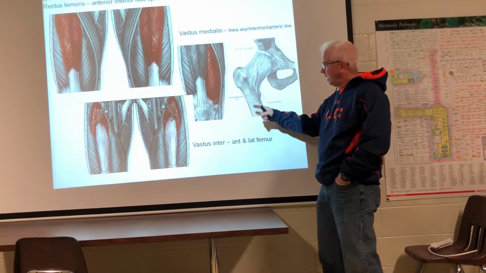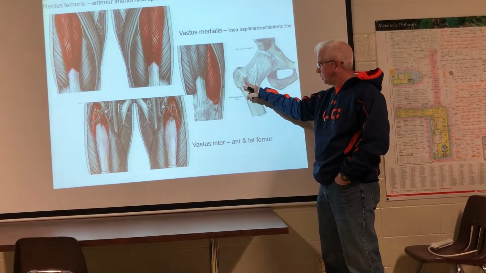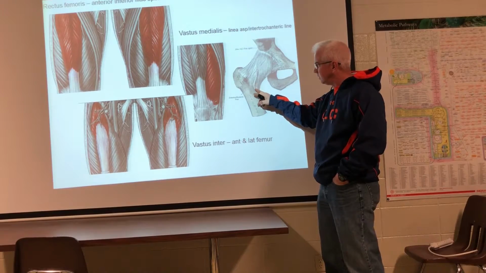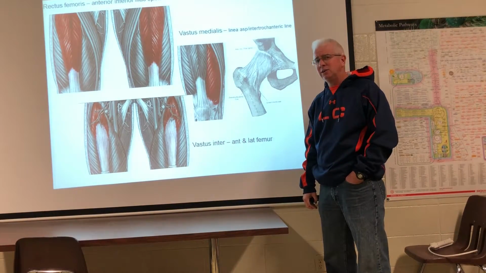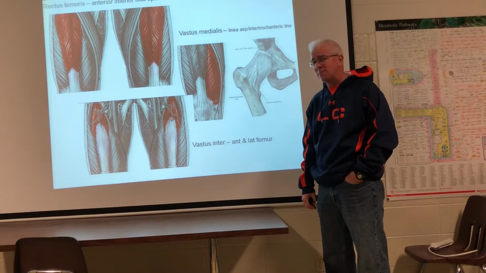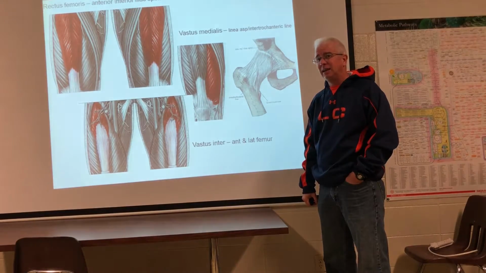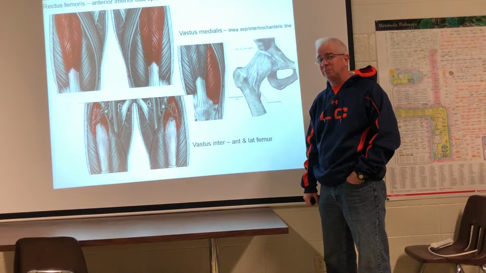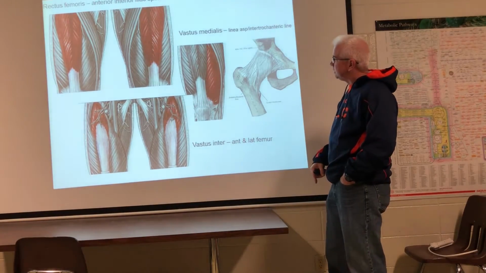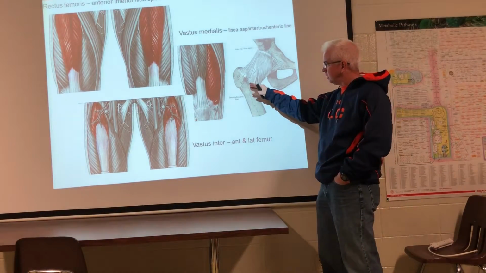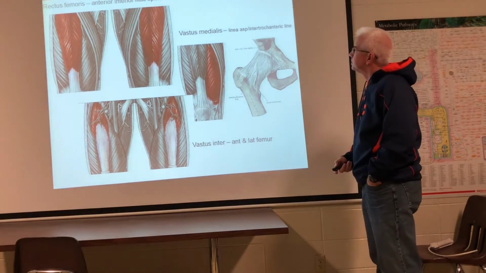So I pulled a picture out of Gray's Atlas, because your book doesn't have one here, to show you where this is. This is the line that extends from the greater to the lesser trochanter, and is that line on the anterior or posterior aspect of the femur? The intertrochanteric line is a line on the anterior aspect. Do you see that? That's where the vastus medialis is attached there, on that anterior intertrochanteric line, from the greater to lesser trochanter.